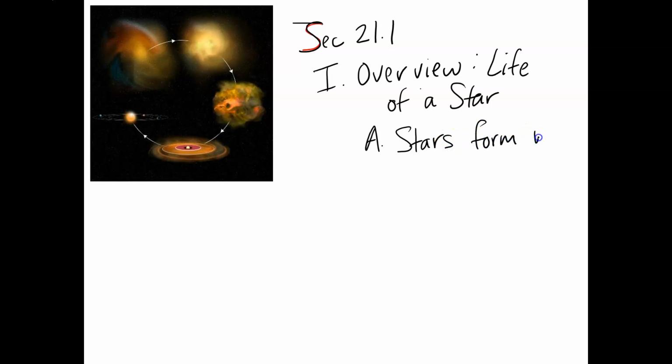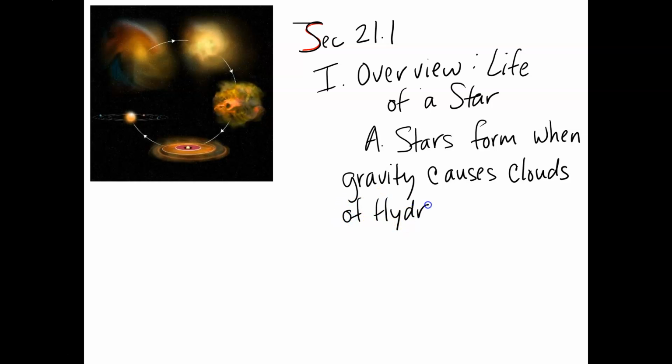Stars form when gravity really drives it all. Gravity causes these clouds, which are sort of like clouds we see around Earth, but a little different. They're clouds of hydrogen, mostly, and a few other things, gas, to collapse.